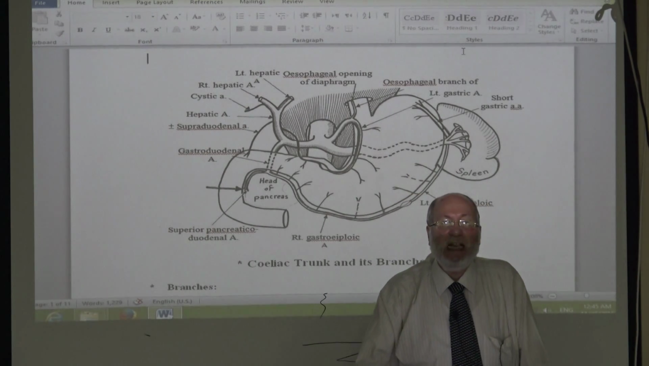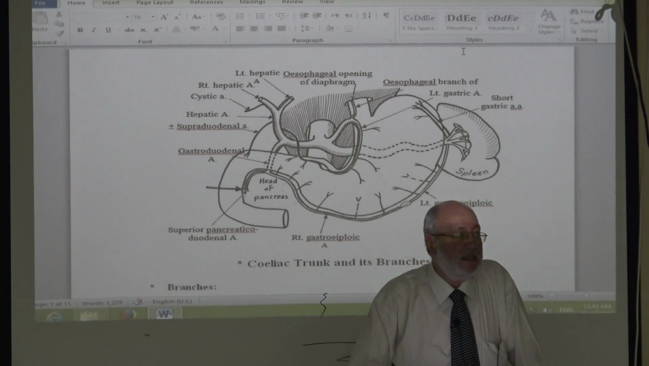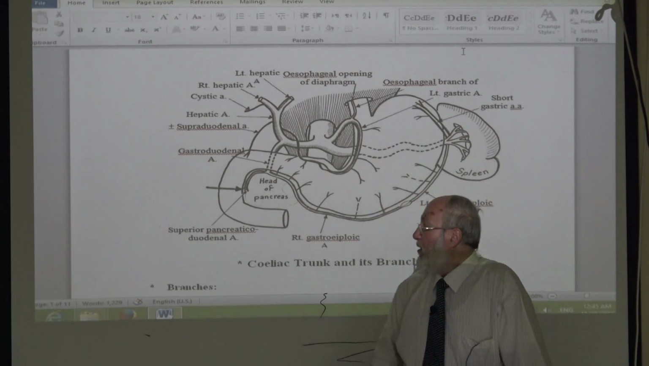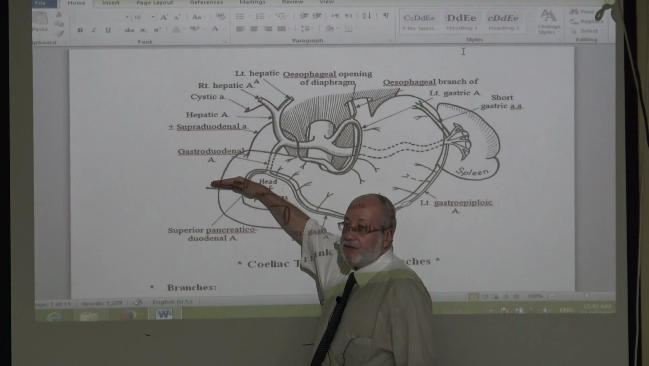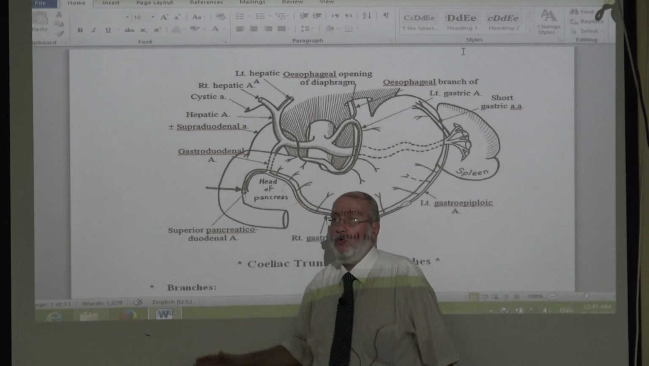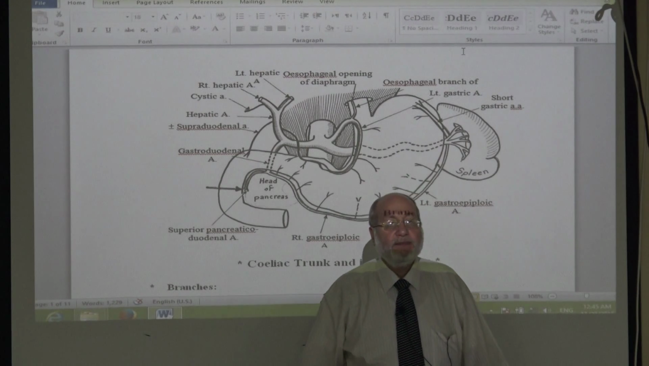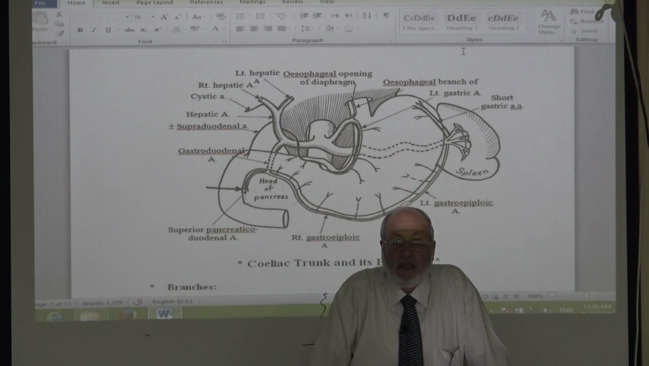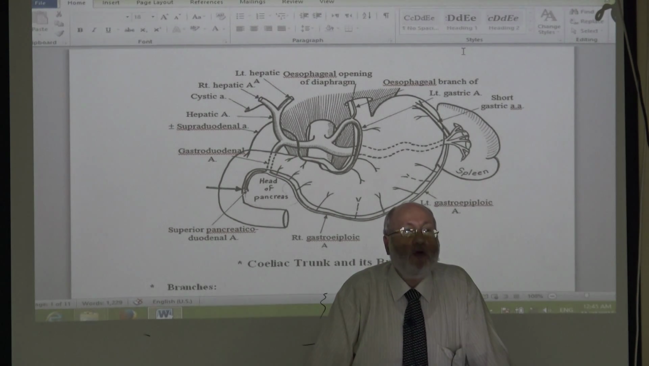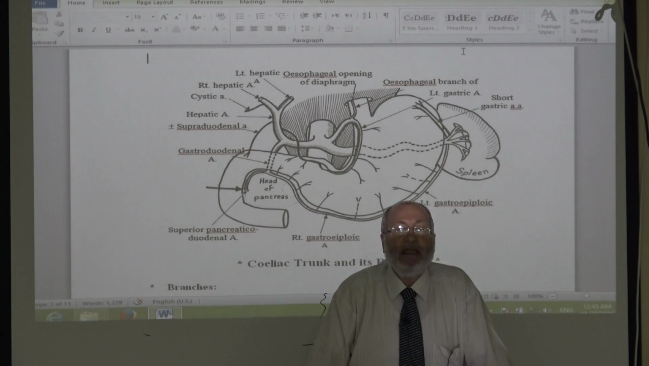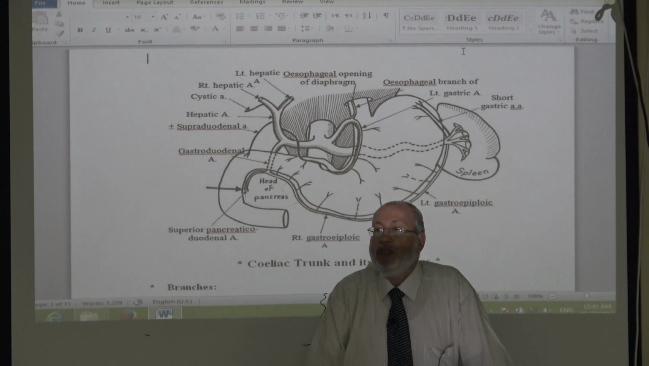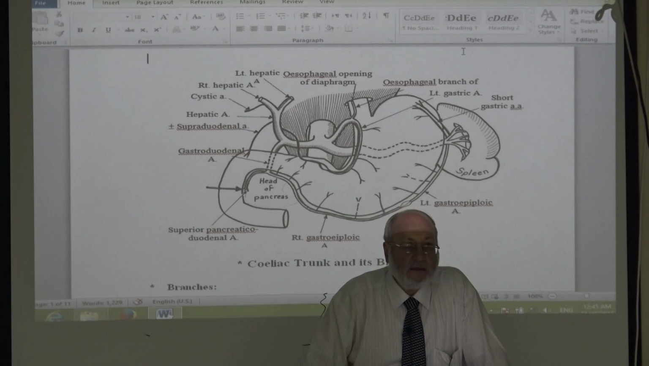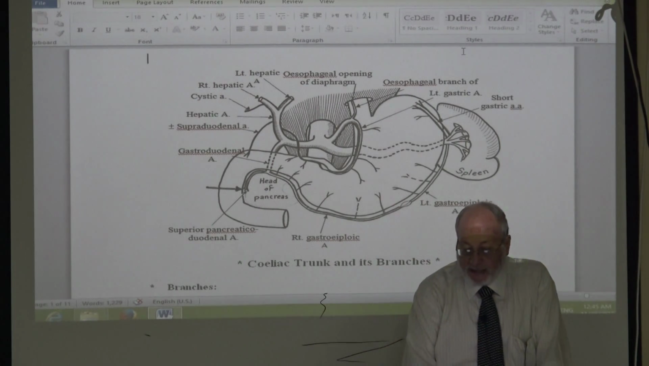This is the celiac trunk and its branches, supplying the foregut. From the ampulla of Vater starts the mid-gut and the beginning of the supply of the superior mesenteric artery, which is the arterial supply of the mid-gut. What is the superior mesenteric artery?